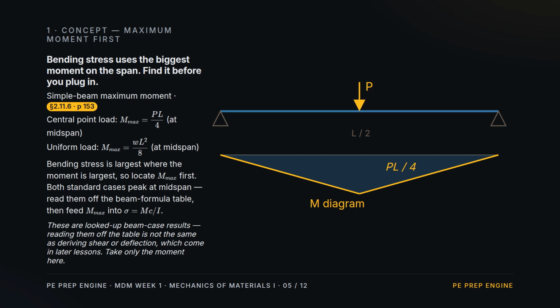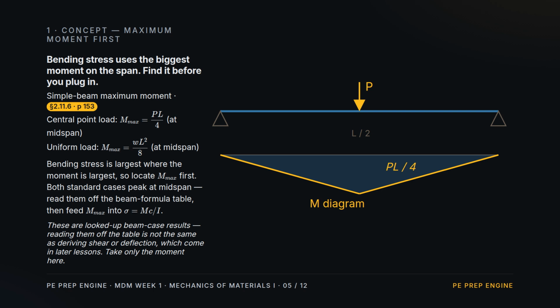Concept 3. Maximum moment first. Bending stress is biggest where the bending moment is biggest. So before you touch the stress formula, you locate the maximum moment. For a simply supported beam, these two cases are worth memorizing. A central point load gives PL over 4 at midspan, and a uniform load gives wL squared over 8 at midspan. Read the case off the beam formula table, then hand that maximum moment straight to sigma equals Mc over I.